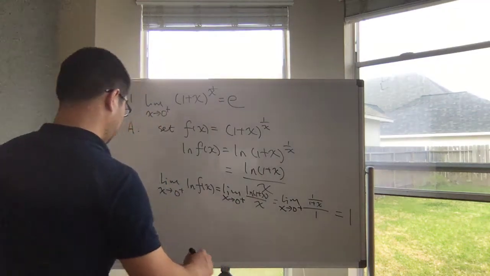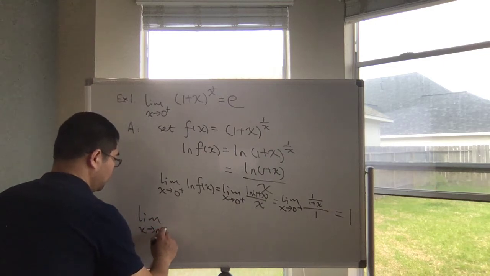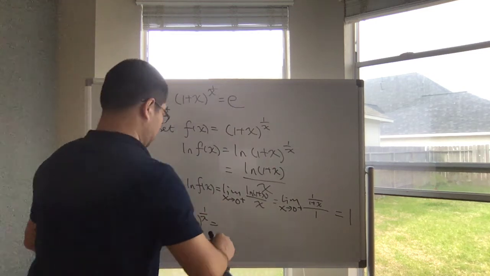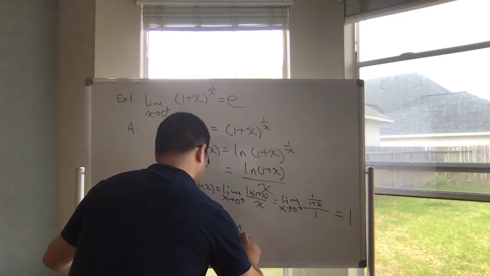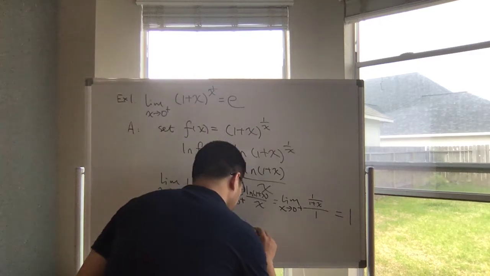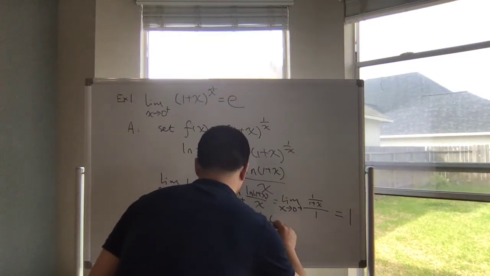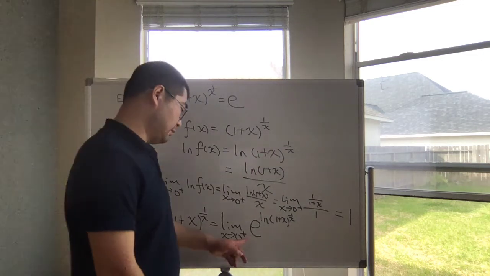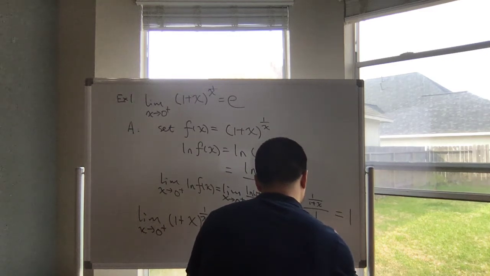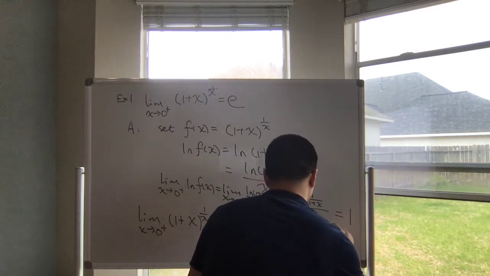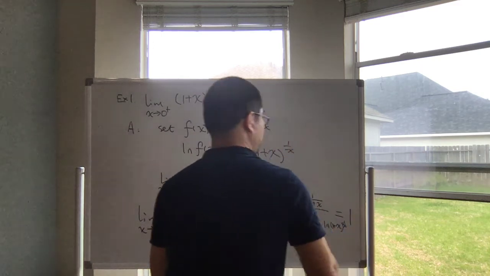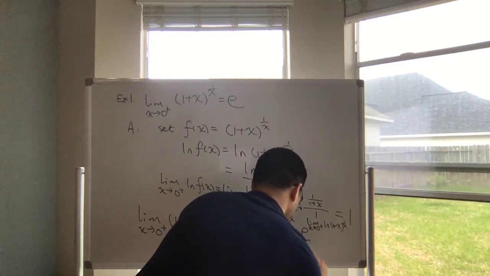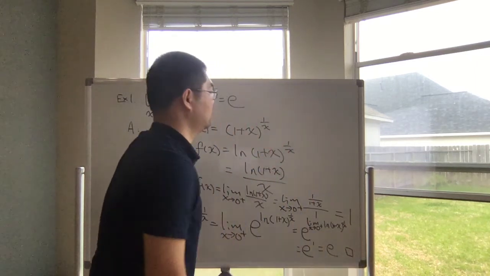Because the limit as x approaches 0 from the right of (1 plus x) to the power of 1 over x equals the limit as x approaches 0 from the right of e to the power of ln of (1 plus x) to the power of 1 over x. And this equals e to the power of the limit as x approaches 0 from the right of ln of (1 plus x) to the power of 1 over x. But what's the limit of this? It's right above, which equals 1. So e to the power of 1 equals e. So we finish the proof.